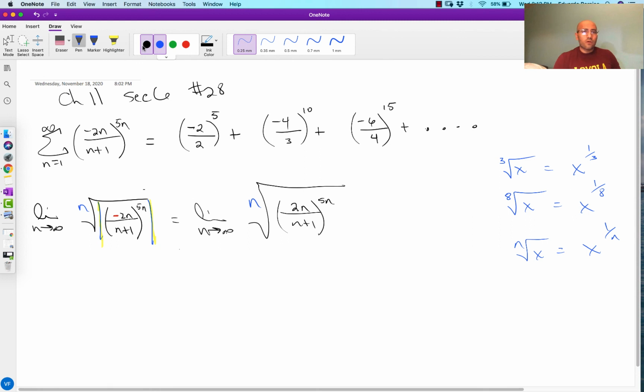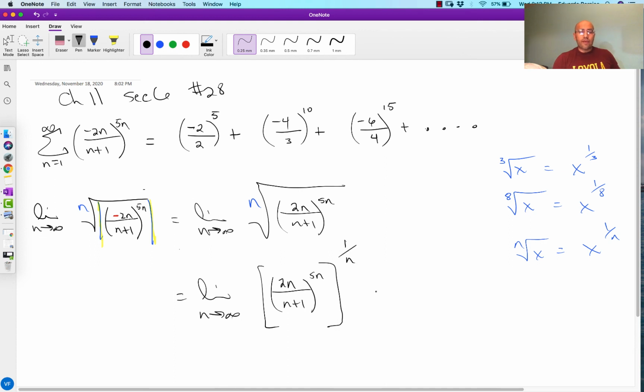Okay, so armed with that, we can say that this is the limit as n goes to infinity of 2n over n plus 1 raised to the power of 5n, and then this nth root can be rewritten as this whole thing being raised to the power of 1/n. Okay, all right, one more thing.